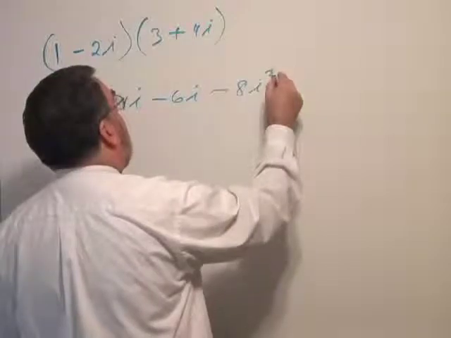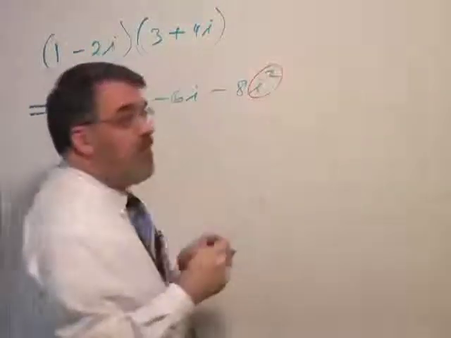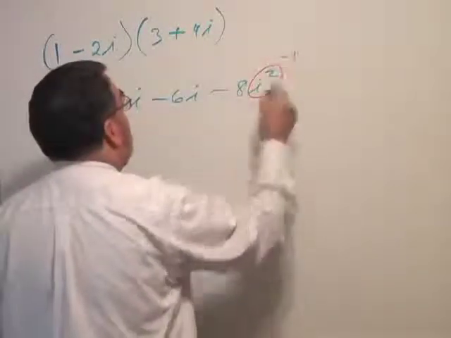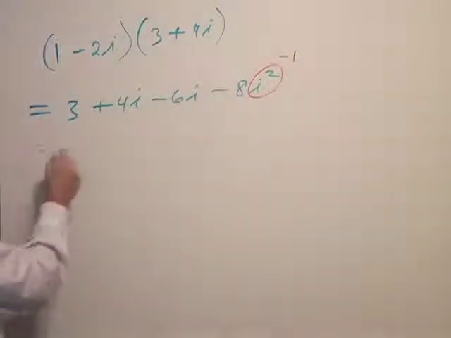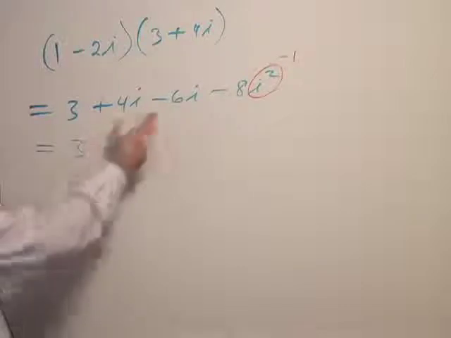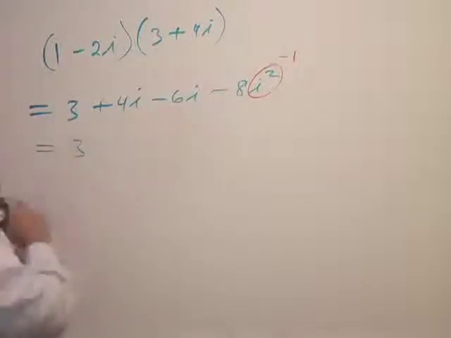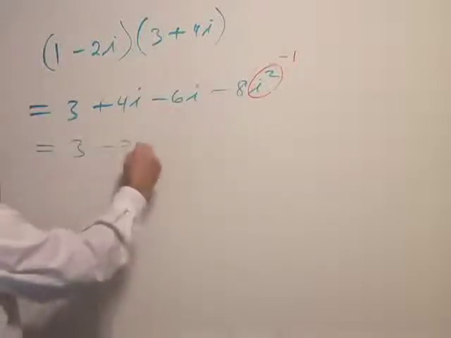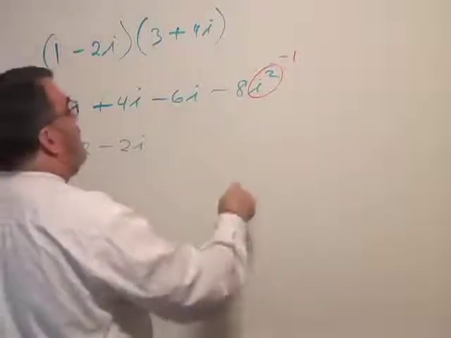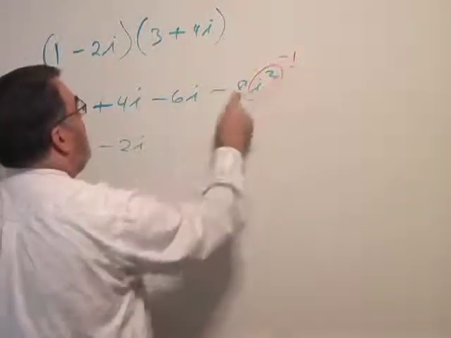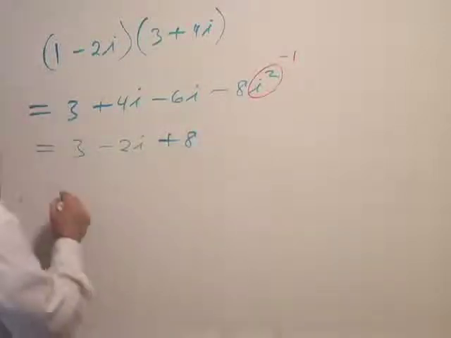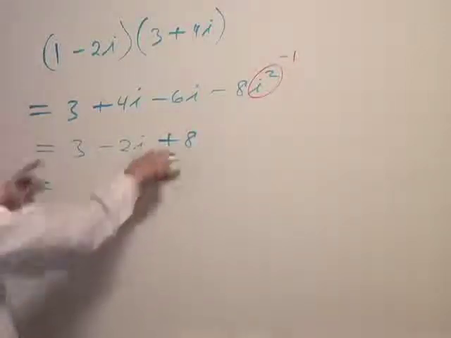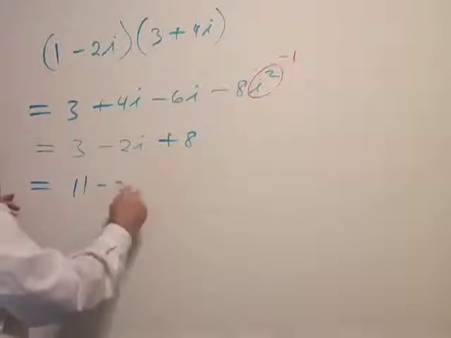Well, i squared, remember, is the same as negative 1. So this becomes 3. And then here, these combine: 4i minus 6i is minus 2i. And then here, I have negative 1 times negative 8, which is positive 8. And so those combined, we have 11 minus 2i.